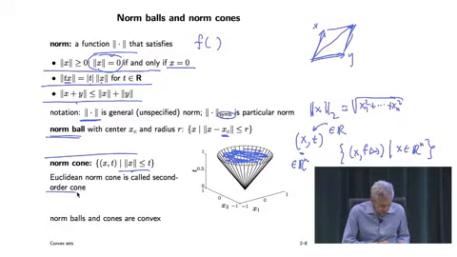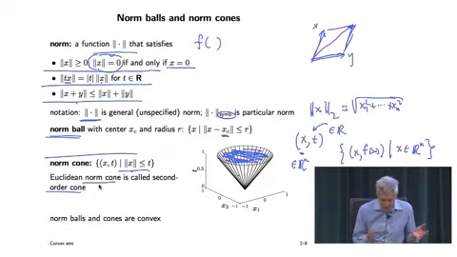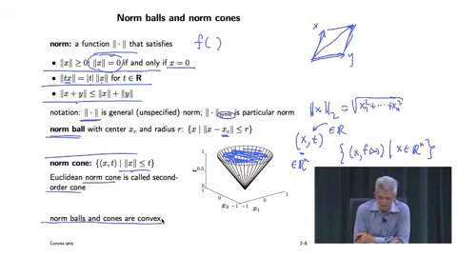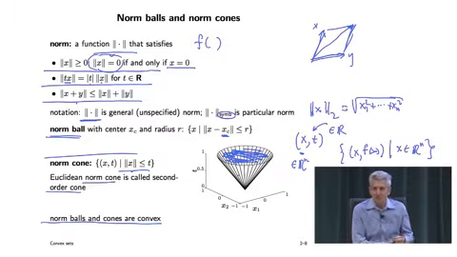And if you take a Euclidean norm cone, that's drawn here, that's called the second order cone, and we're going to be seeing a lot of it. Main assertion: norm balls and cones are convex. By the way, the norm cone, as the name implies, is a convex cone.